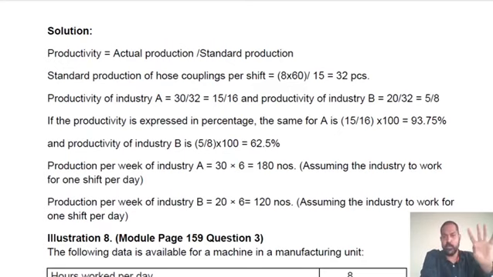What will happen? You will be given the standard output, and you will be given the actual output. You have to compare and check whether the actual is as good as the standard or not as good as the standard. When you're talking unit wise, if you are more than standard, it's good, less than standard, it's bad. When you're talking time wise, if you're taking more time than standard, bad, less time than standard, good. Remember that and don't remember it as a formula. That is question number 7.